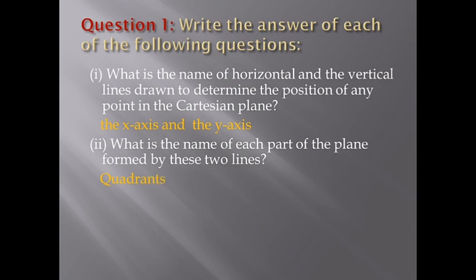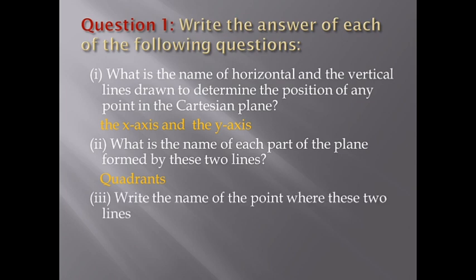Then the next question, third: write the name of the point where these two lines intersect. So where the x and y axes intersect, what do we call that point? We call that point the origin.